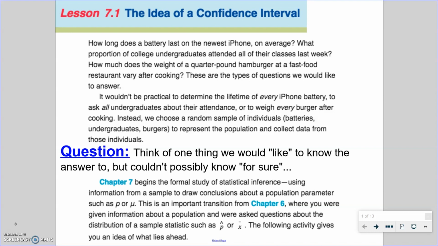So Chapter 7 at the bottom, I like this paragraph, begins the formal study of statistical inference, using information from a sample to draw conclusions about a population parameter such as p or mu. This is an important transition from Chapter 6 or Unit 6, where you were given information about a population and were asked questions about the distribution of a sample statistic, so p hat or x bar. Now the idea is we're kind of going the other direction. What if we have a p hat? How can we use that to estimate what the true proportion of every single iPhone battery lifetime is, right? If we have that sort of thing.